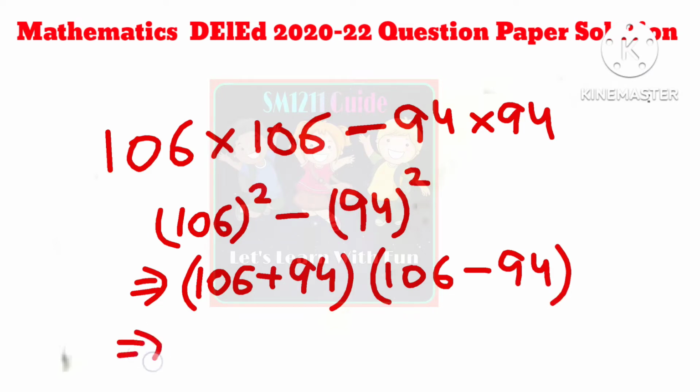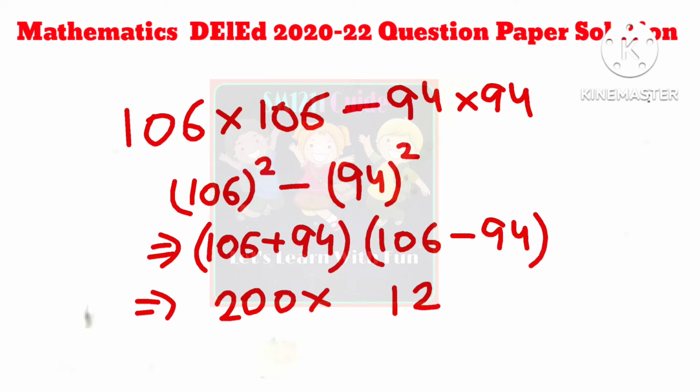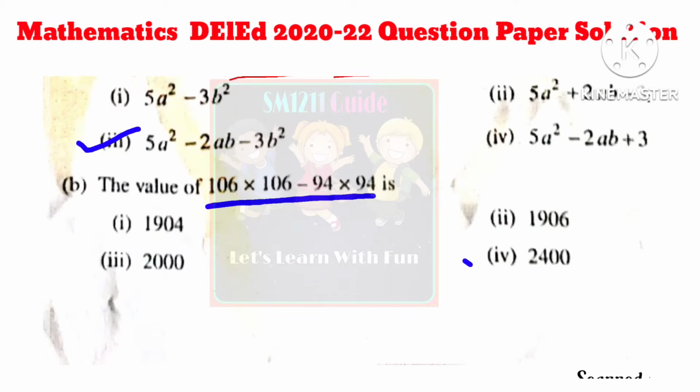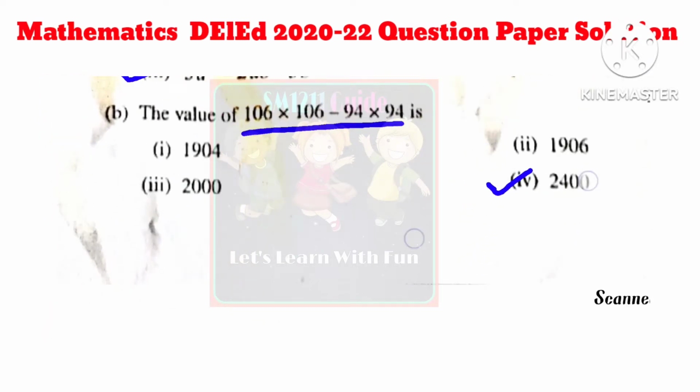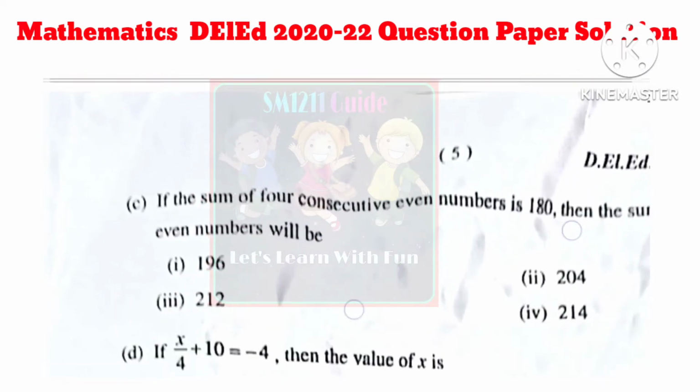If we add this, here you will get 200 multiplied by 106 minus 94, we will get here 12. So here our final answer will be 12 into 2, that is 24, and 00, that is 2400. So here our correct answer will be option number 4. Now let us move on to the next one.